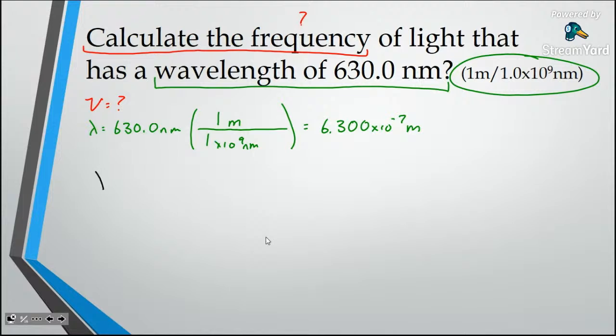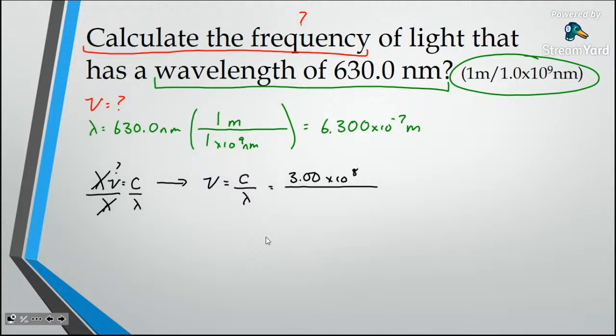I can go back to my standard equation of lambda nu equals Celeritas. And because I'm solving for that frequency of nu, I'm going to need to divide both sides by lambda, so that lambda cancels out from the left-hand side of the equation, leaving frequency by itself, and frequency equals Celeritas divided by lambda, just like what I showed you on the previous screen. And now I can substitute in values, knowing that the value of C is going to be 3.00 times 10 to the 8th meters per second. My wavelength in terms of meters is 6.300 times 10 to the negative 7th meters.